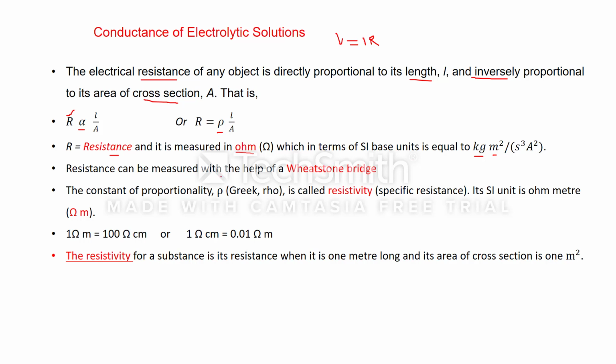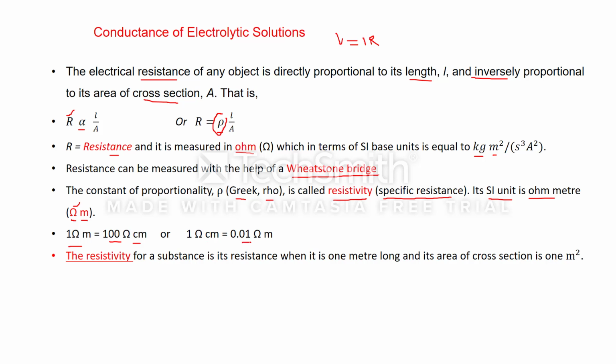And this resistance can be measured with the help of a Wheatstone bridge. You have discussed this in your physics class. In this case, the constant of proportionality is the Greek letter rho, and this is called resistivity. Previously it was known as specific resistance, but nowadays it is known as resistivity. Its SI unit is ohm meter, and this is the symbol for ohm.